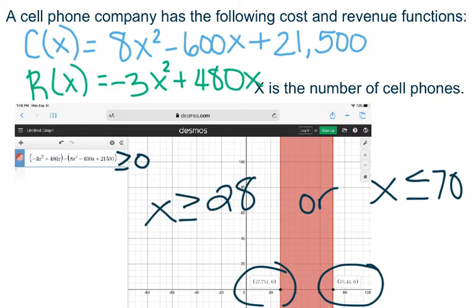So if I make between 28 and 70 cell phones, then I'm going to have a profit bigger than or equal to 0. If I make like 25 cell phones, I don't make any profit. If I make 75 cell phones, I don't make any profit. And if you don't believe me, you could take the number, plug it in, and make sure it actually equals a true statement. Alright, so those are a little weird.